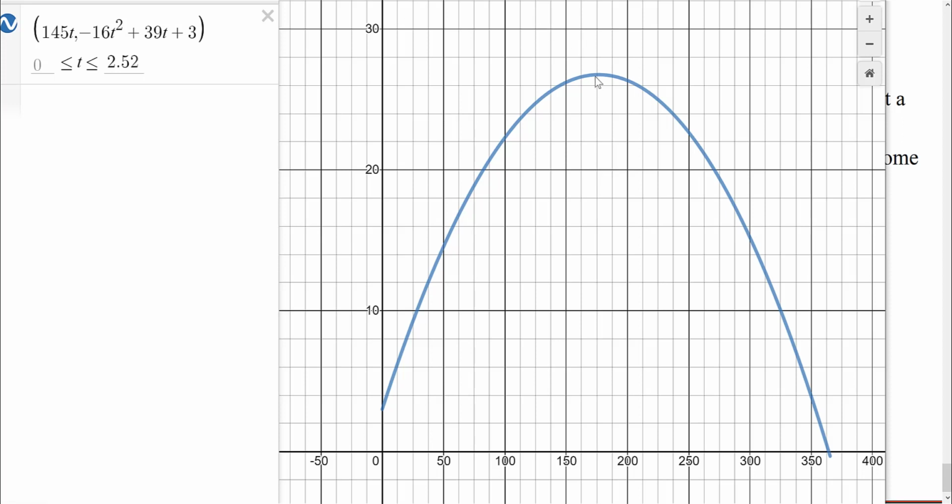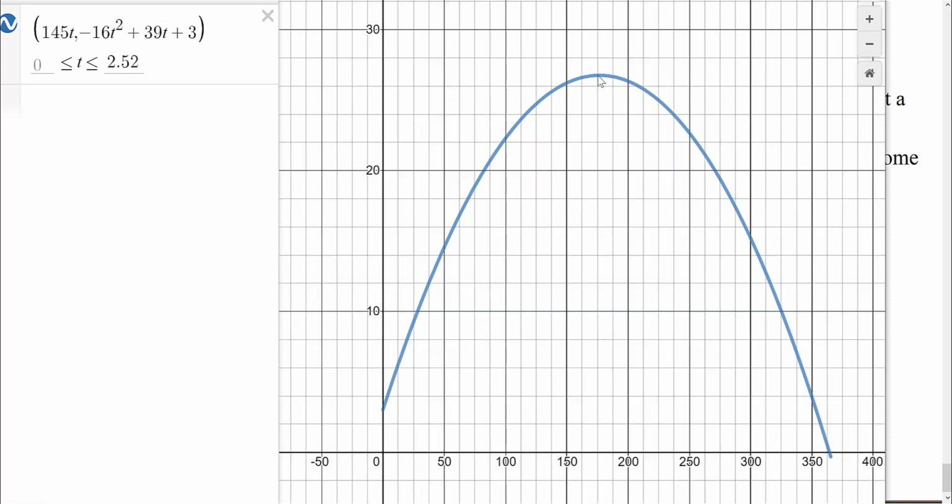And if we wanted to figure out where that vertex is, the maximum is about when the x is 175, so we can put the x equal to 175, divide that by the 145 to see what time. And so about 1.2 seconds it will be at its maximum. And it looks like its maximum value is about a little under 27. So if I put 1.2 in the y, I get 26.7. So at 1.2 seconds, it's at the vertex there of about 26.7 feet.